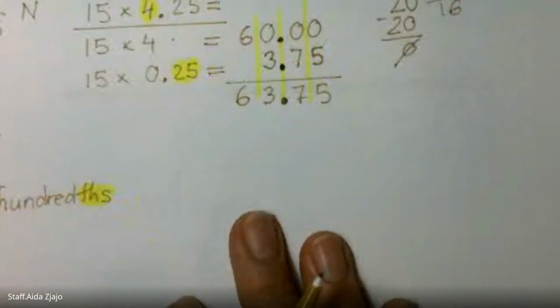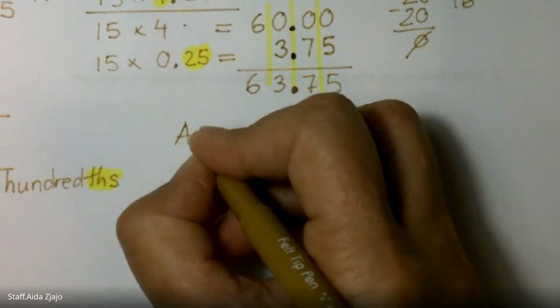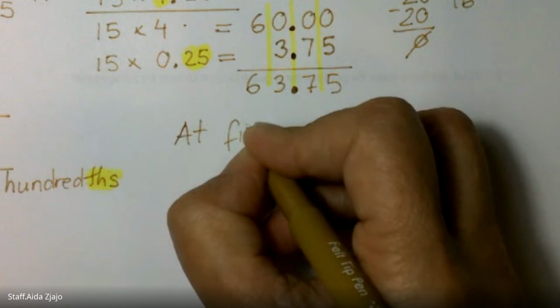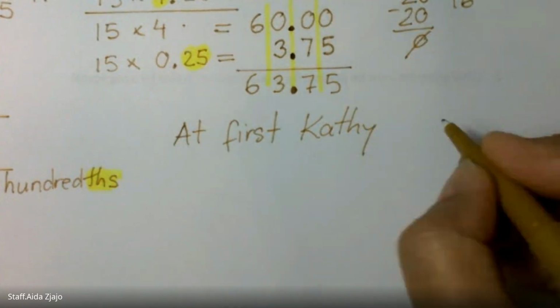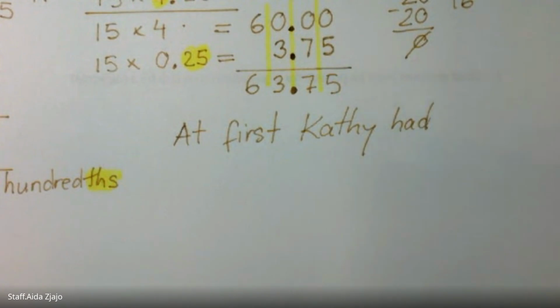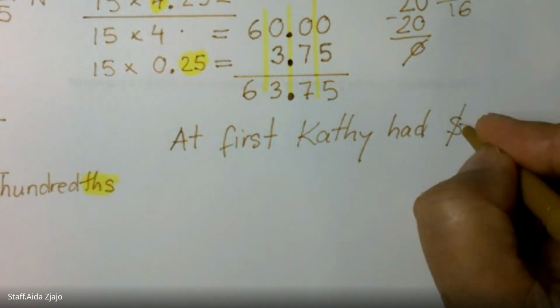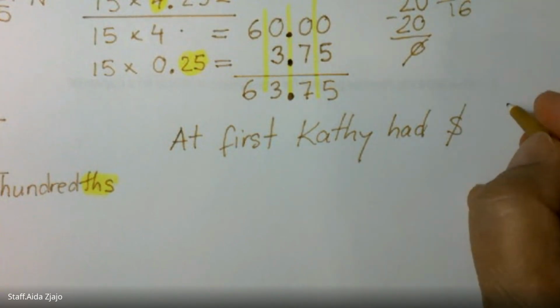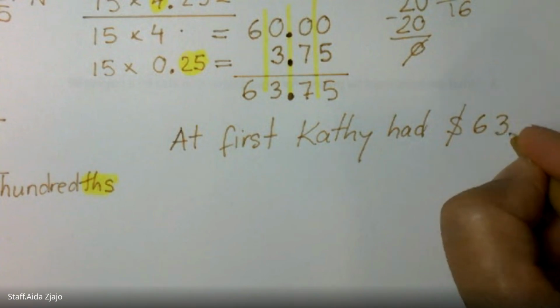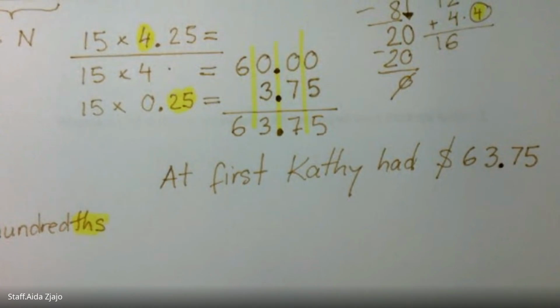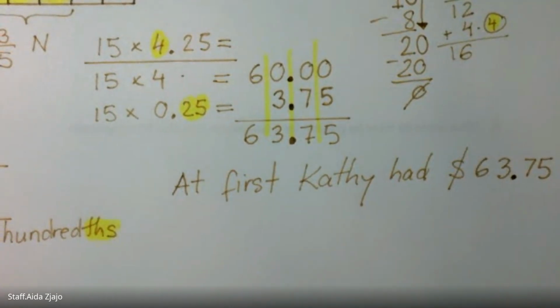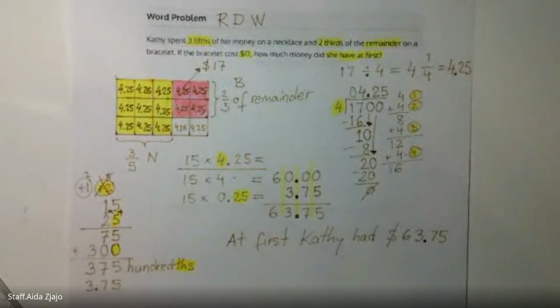I'm going to go down and say at first Kathy had dollar symbol 63.75, right? At first, Kathy had $63.75. So now we can make it smaller so you can see all the work that we have done.